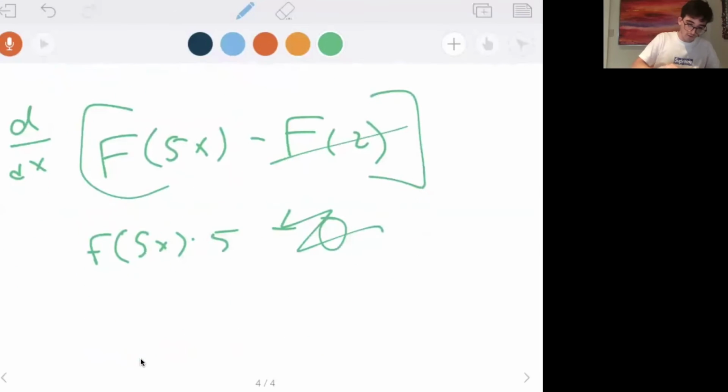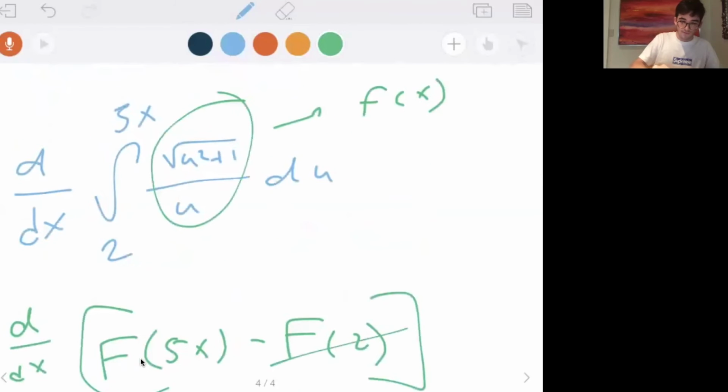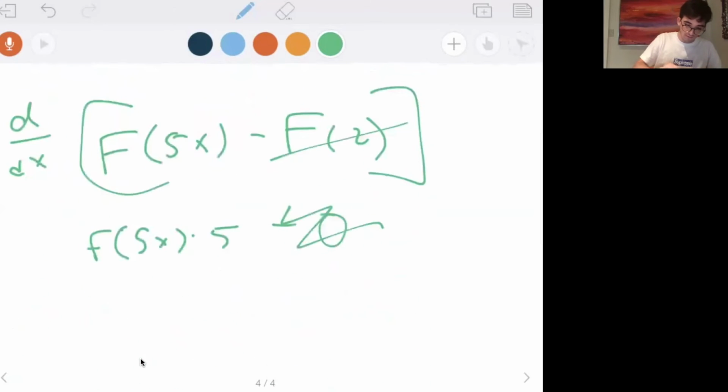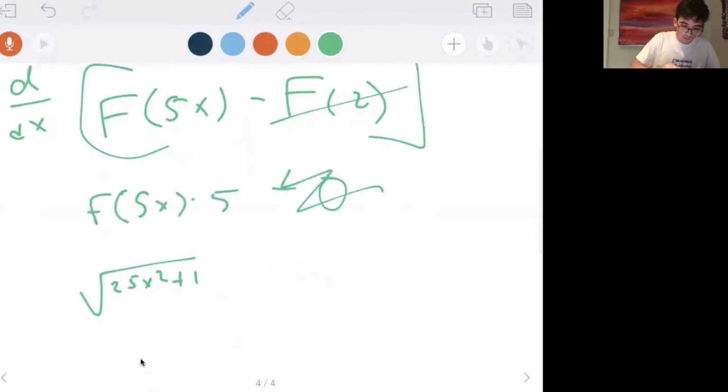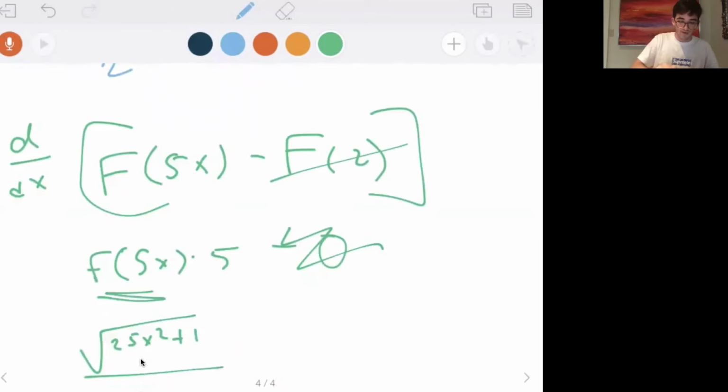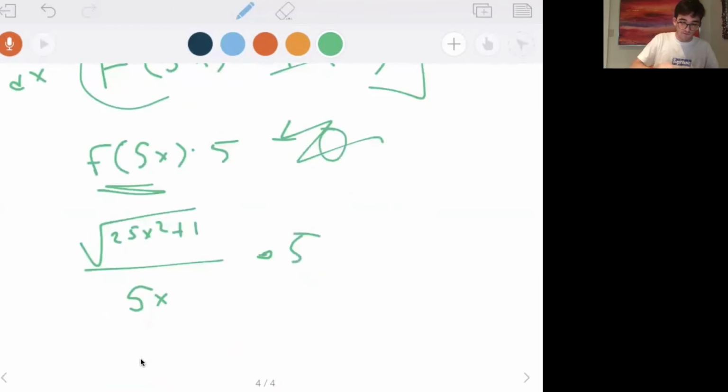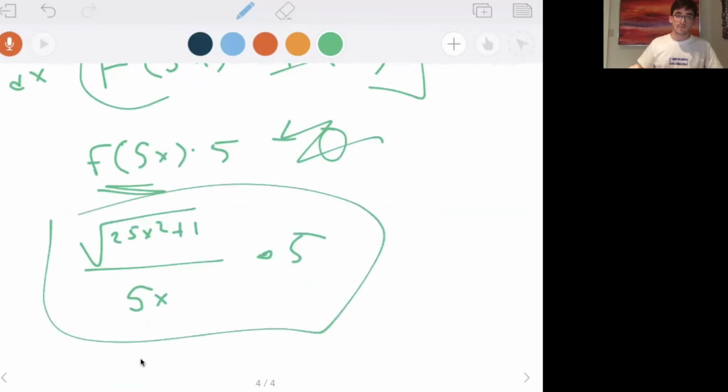Okay, so f of 5x, well, since we called this f, that whole thing right there is f. We're just going to plug 5x into there. So that's going to be the square root of 25x squared plus 1 over 5x. So that right there is our f of 5x. Times that by 5, and that right there is your answer.